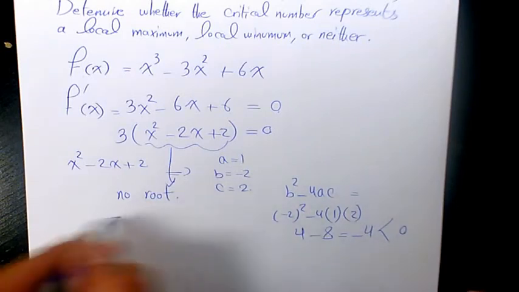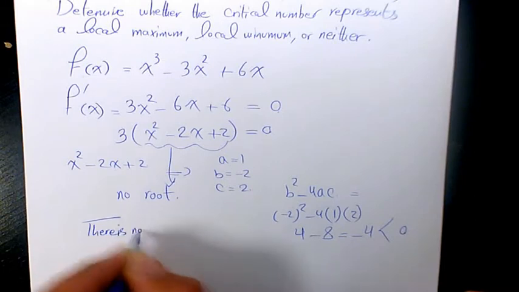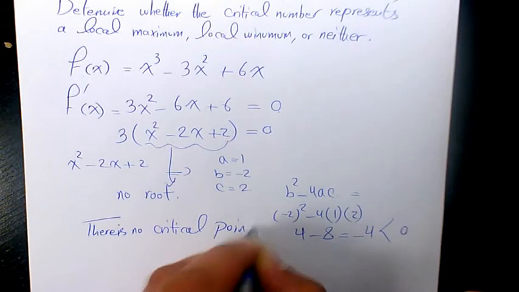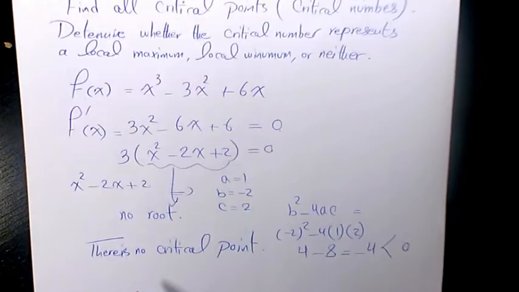So it means that there is no critical point in here, because a critical point is where f prime is 0 or undefined. So that's what we have here.